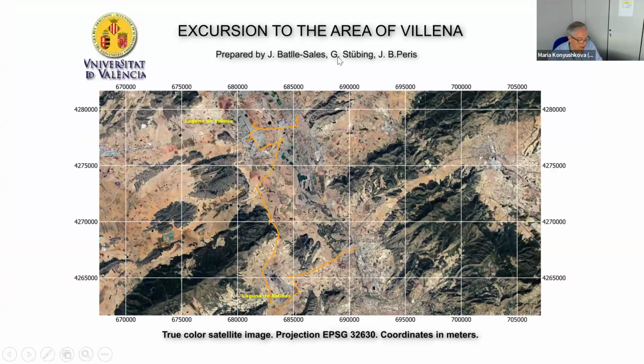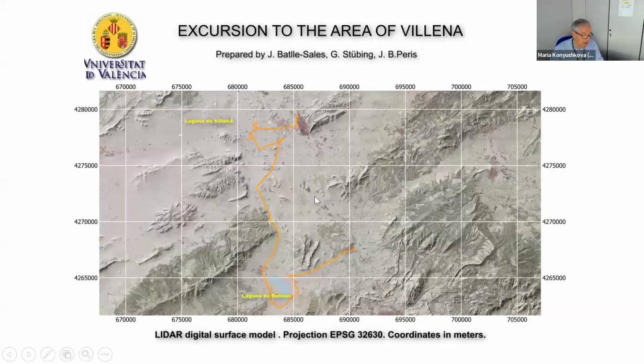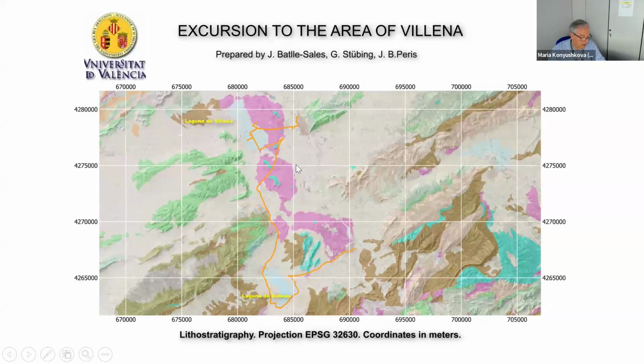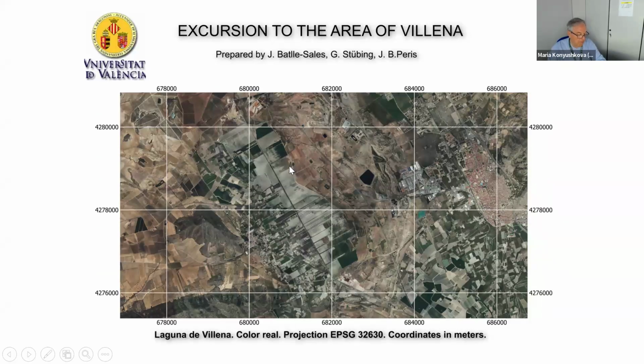And this is the south area, Villena. We will visit two places: the one that I explained before, and there's another. There's a playa lake as well, more or less the same climate, a bit drier. This is LIDAR. Then you get an idea of the topography, the lithostratigraphy, infrared, and then in detail one of the areas that we will visit here.